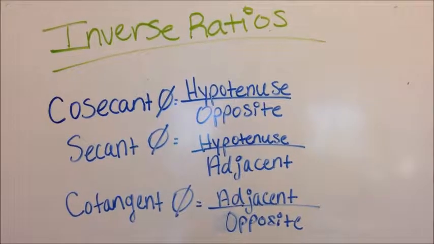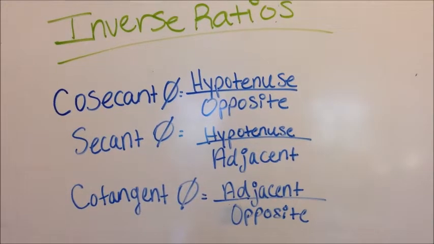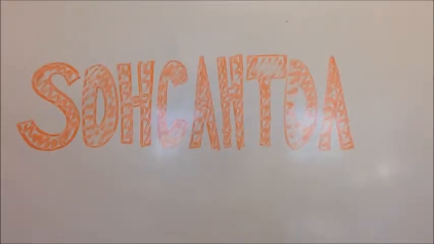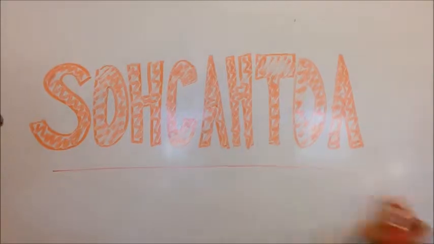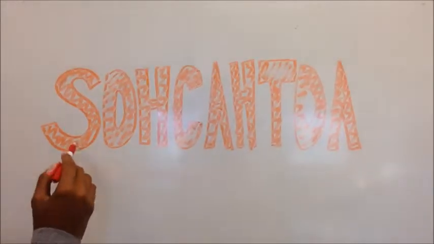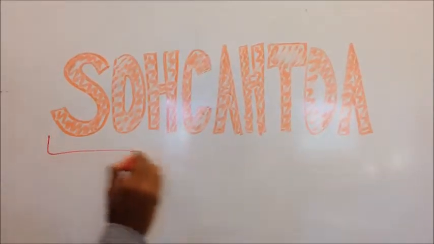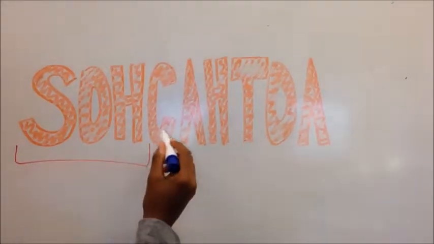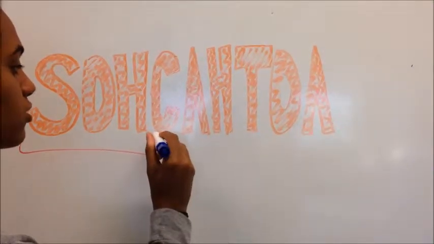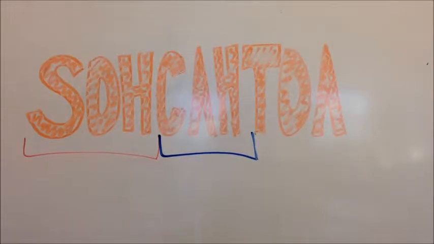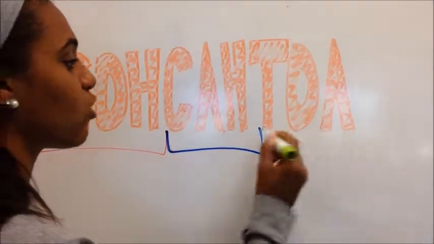For future reference, these are the inverse ratios for a right triangle. To remember the ratios of a right triangle, use SOHCAHTOA. The sine of theta uses opposite over hypotenuse. The cosine of theta uses adjacent over hypotenuse. Tangent of theta uses opposite over adjacent.